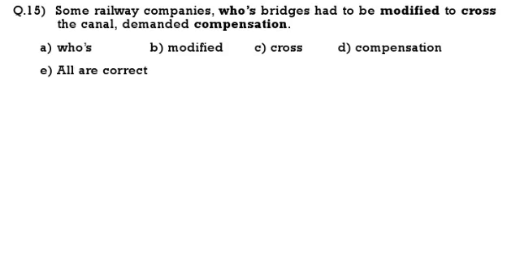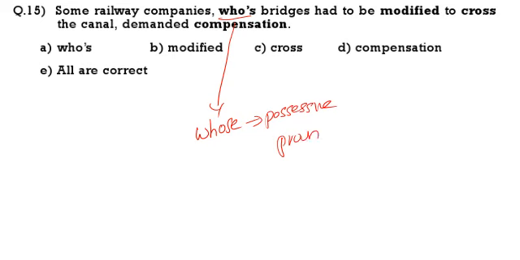Next one. Some railway companies whose bridges had to be modified to cross the canal demanded compensation. So here we should use the possessive pronoun whose. Whose is a possessive pronoun. So whose bridges, that means the bridges belong to them.